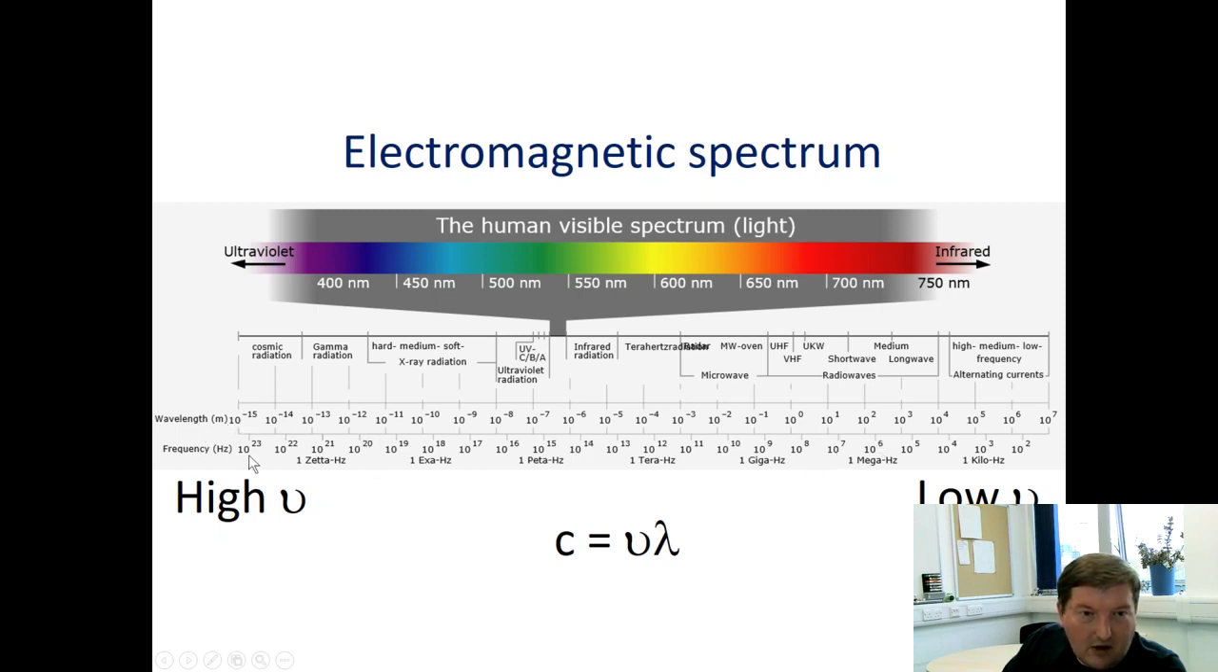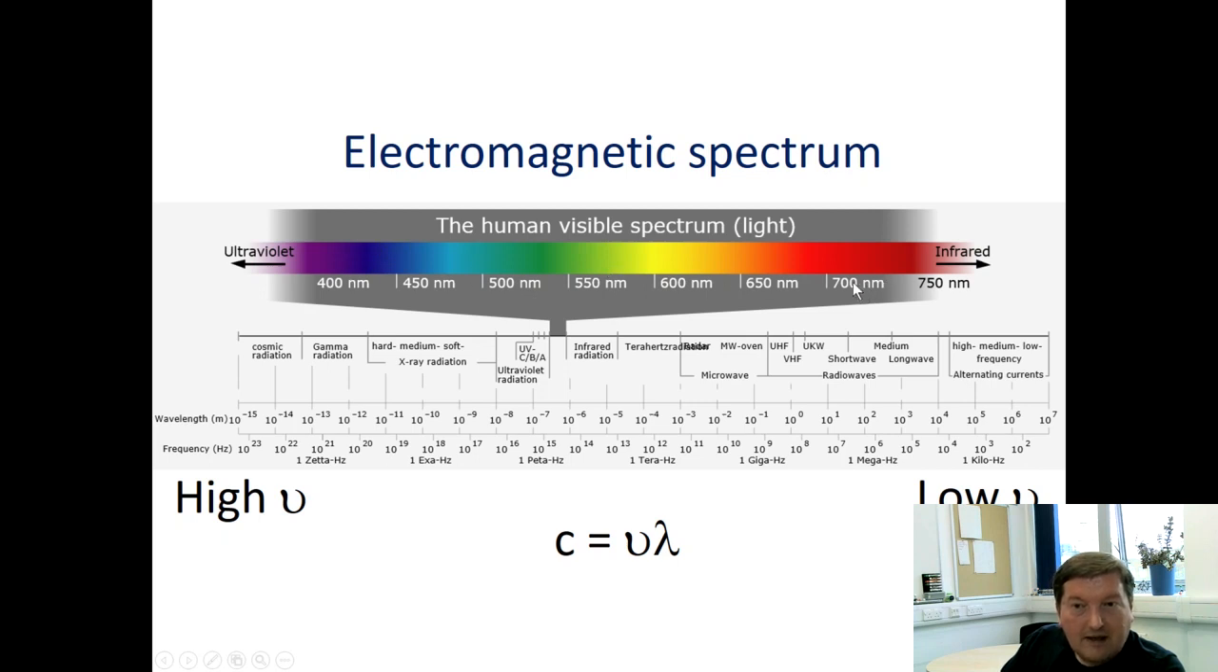And you can see that here by the values. If we take this end, we've got 10 to the minus 15 of a meter, which is very small compared with the other end, 10 to the plus 7. And that corresponds to a high frequency, 10 to the 23 hertz, as opposed to 10 to the 2 hertz. So a low value and a high value, a high value and a low value. So they're inversely proportional, and this is the visible spectrum which you see.